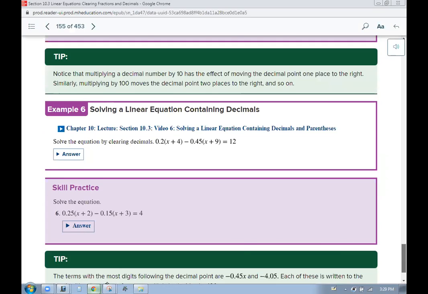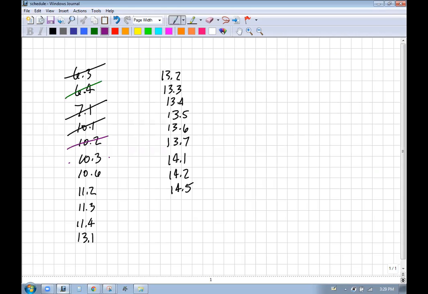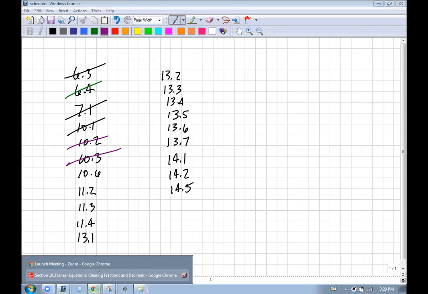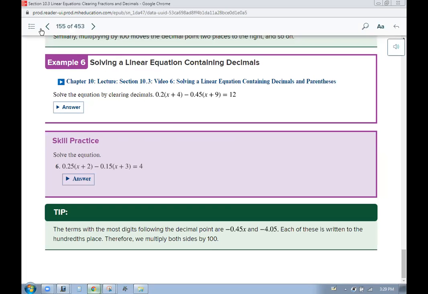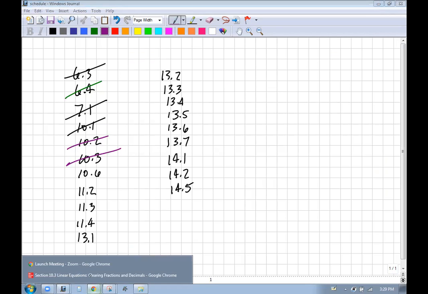That's it for 10.3. Make sure you do your homework for 10.3. And Alex, now we need to go to, what was it, 10.6? Yeah, skipping to 10.6 now.